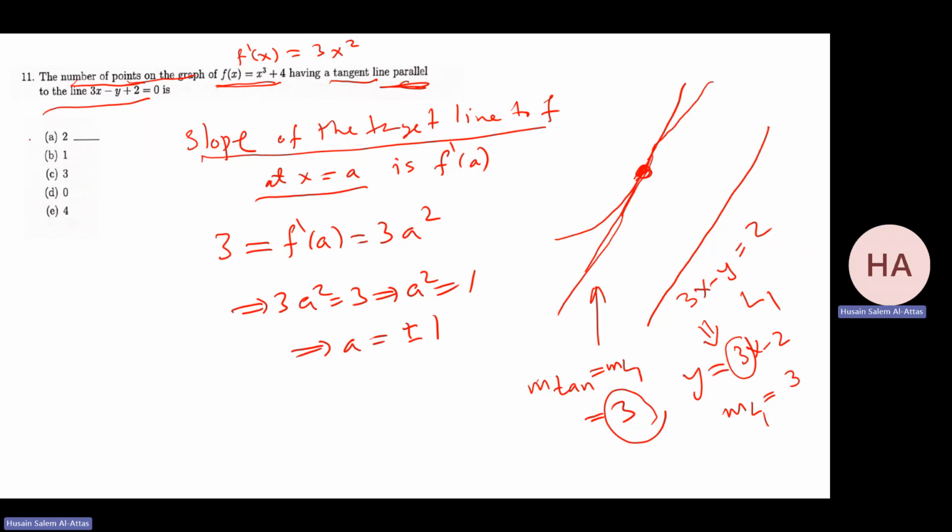So how many points do we have? 2. Where a is 1, substitute 1 and get 5, and minus 1, substitute, and get 3. These are the points. He doesn't want you to find the points, just how many there are.